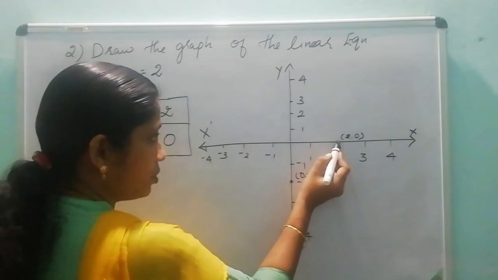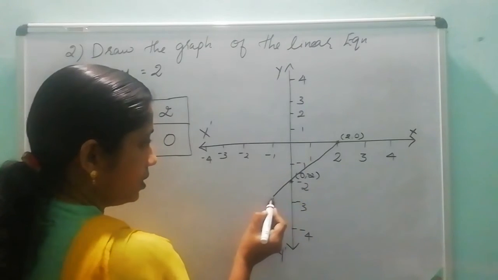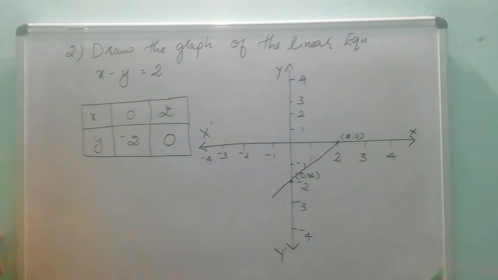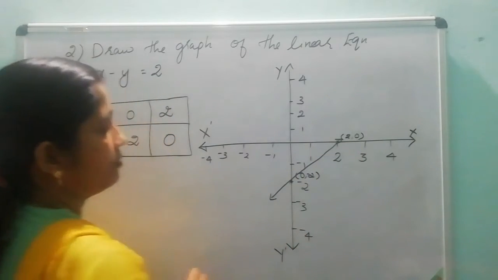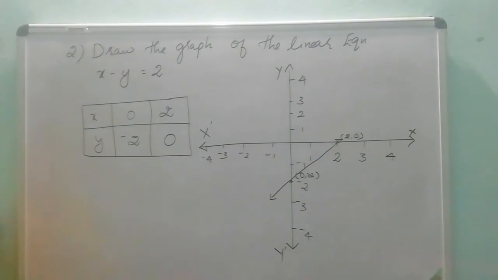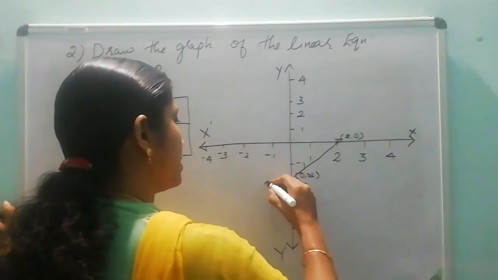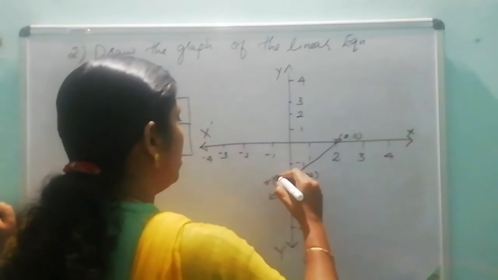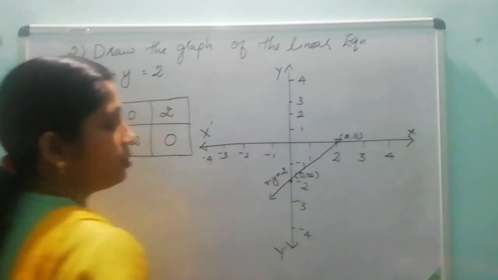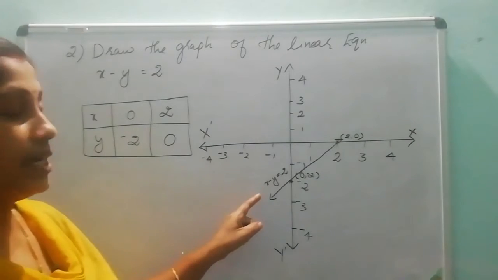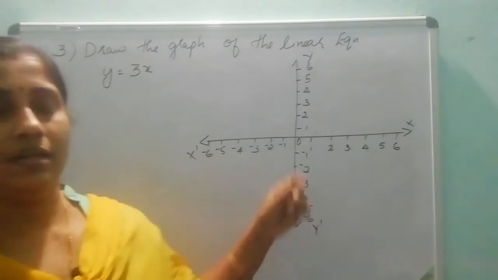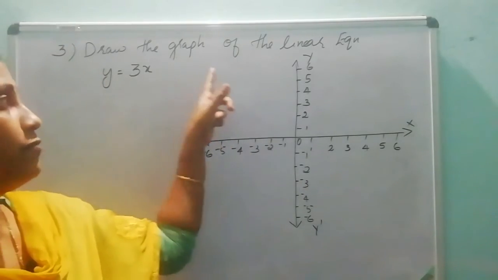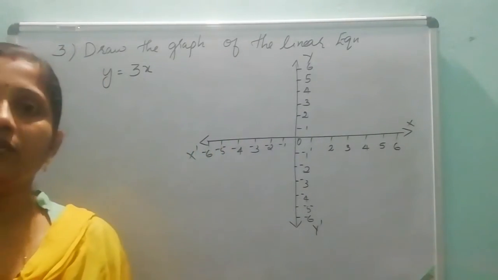Then we have to join these points. You have to join with the scale only. Okay, then we will get a straight line there. This is that graph there. So on the graph we have to write the equation also, that is x minus y is equal to 2. In the previous question also you have to write that linear equation on that graph, x minus y is equal to 2.